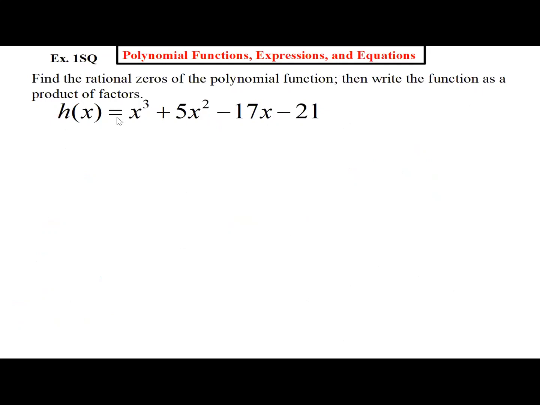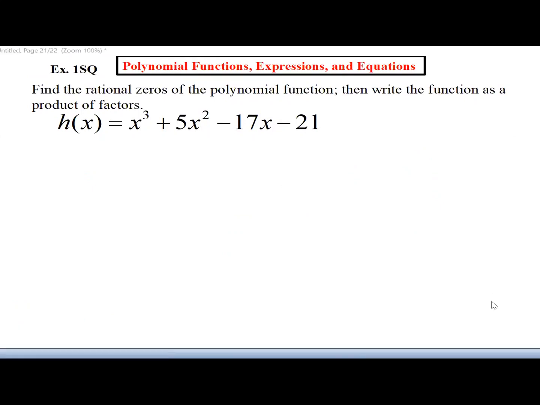So with that said, example 1, super cube. Copy this. h of x equals x cubed plus 5x squared minus 17x minus 21. I'll give you guys some time. Do that one by yourself. Ready and go. All right. I gave you guys a head start. So let's see.